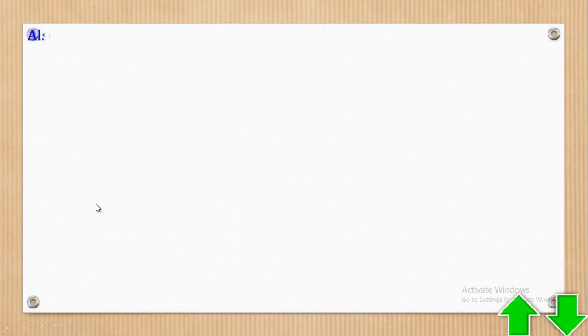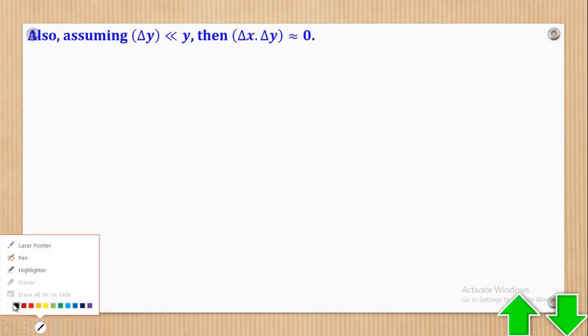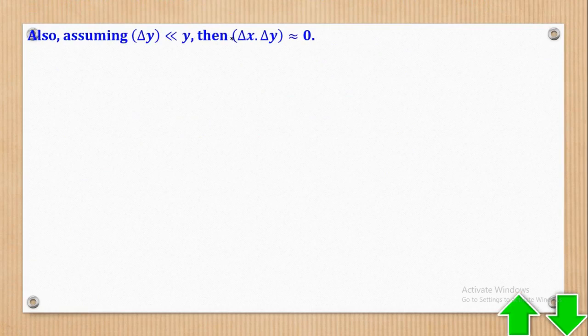So next is to proceed. We have to eliminate this one, so we shall say that assuming delta y is also much smaller than y. Remember, we already made an assumption that delta x is much smaller than x, and here we're adding another assumption that delta y is also much smaller than y. That means that delta x multiplied by delta y approximates to 0. So take note of this symbol, approximates.